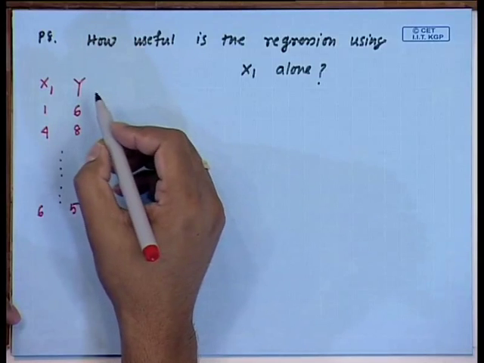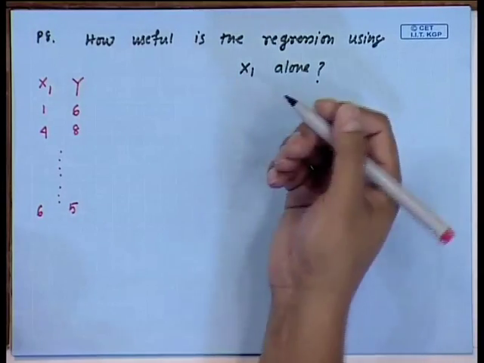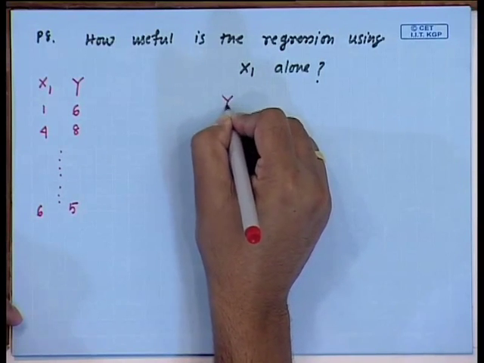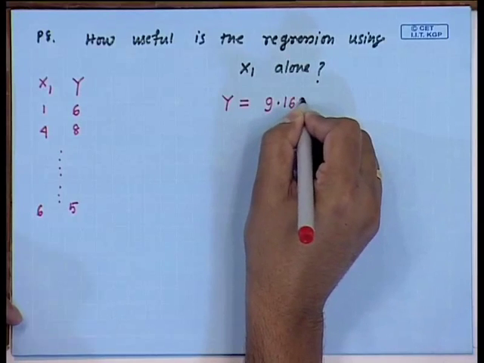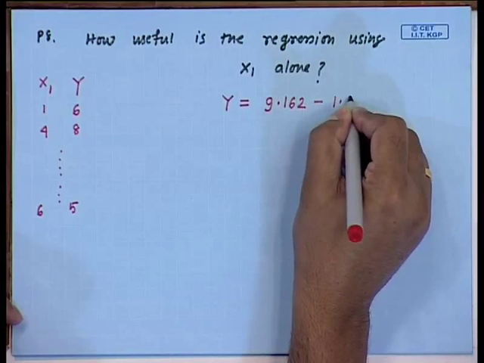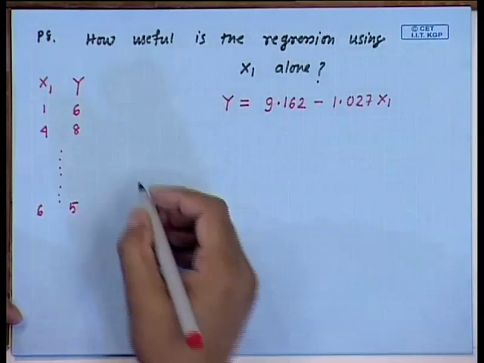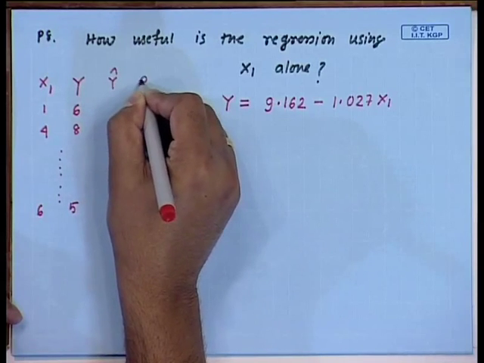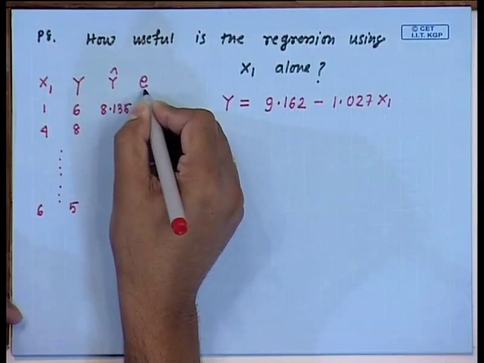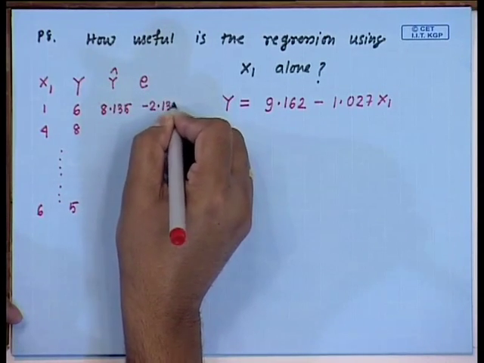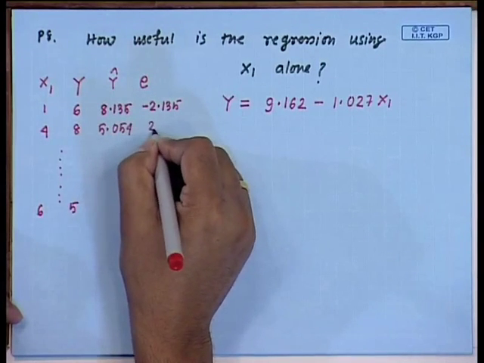And I want to fit a simple linear regression between y and X1. You know how to fit a simple linear regression model. So, you can check that the fitted model is y equal to 9.162 minus 1.027 X1. Okay. So, once you have this fitted model, you can compute y hat, you can compute the residual. For example, y1 hat is equal to 8.135, and then e1 is equal to minus 2.135. Similarly, for the second observation it is 5.054 and e2 is 2.946.